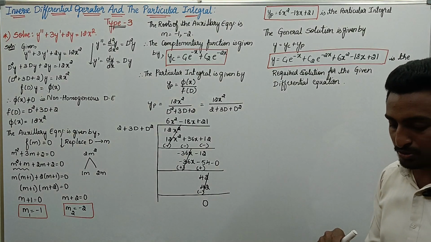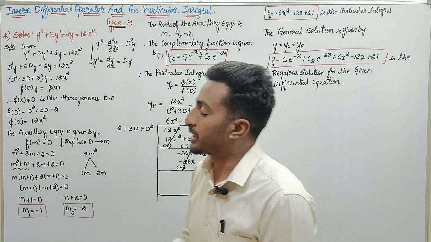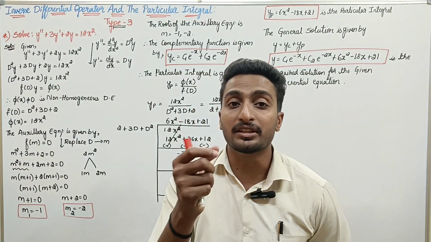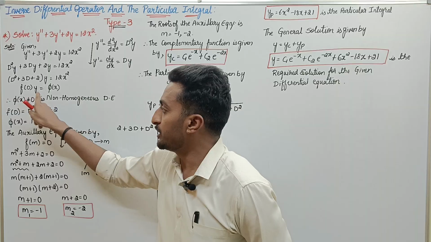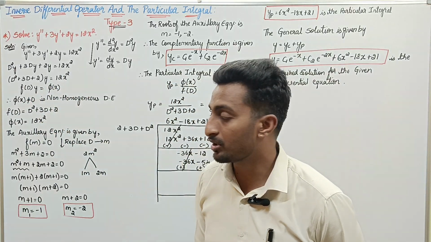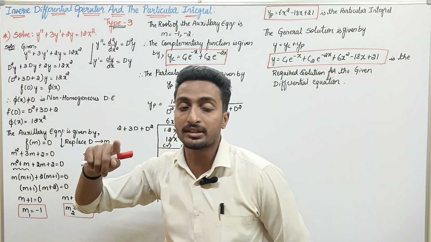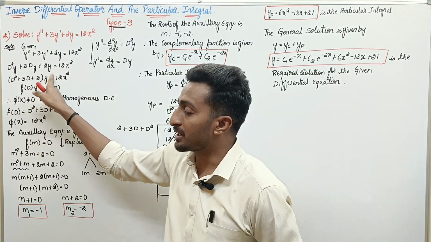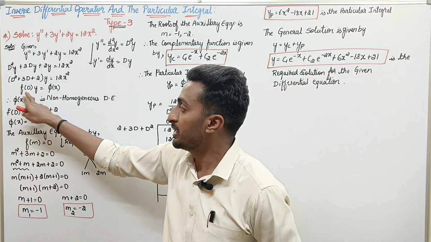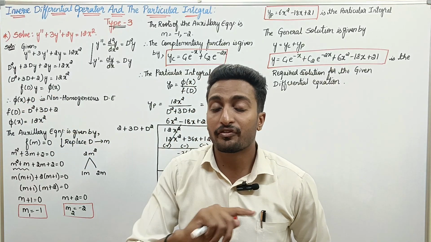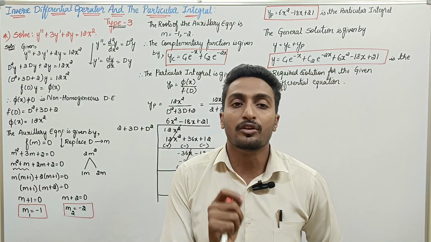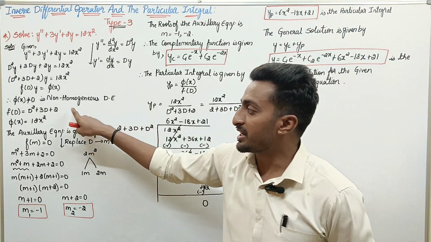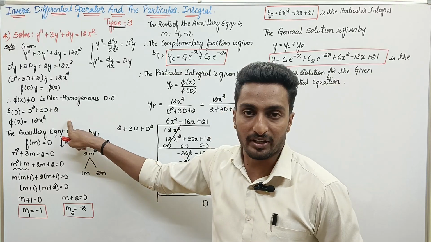First, what we are supposed to do? First, we are going to represent the given differential equation in the form of f of D into y equal to phi of x. Since I need to represent it in the f of D, I need to convert y double dash to D square and consider y as common. If phi of x is not equal to 0, we call it a non-homogeneous differential equation.